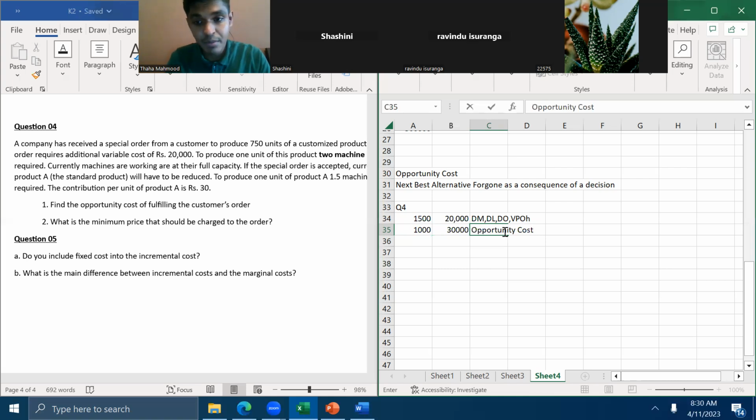And then what is the minimum price to be charged? So we can take the total relevant cost. අපේ ආයතනයට the total relevant cost is 50,000. So the minimum price to be charged is 50,000. If we are getting anything more than 50,000, it's a benefit for us. So this would be the minimum price.